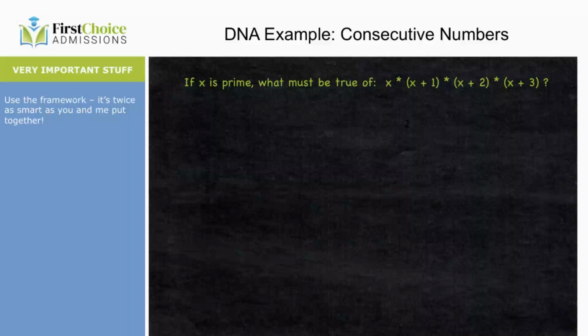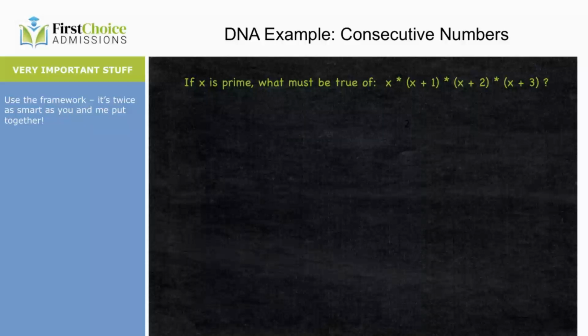If X is prime, what must be true of X times X plus 1 times X plus 2 times X plus 3? Well, how are we going to approach this one? Well, the very first thing to recognize is this X plus 1, X plus 2, X plus 3 business. All that means is those are consecutive numbers, like 3, 4, 5, 6, or 7, 8, 9, 10, something like that. X plus 1, X plus 2, X plus 3 is how we write consecutive numbers in math.